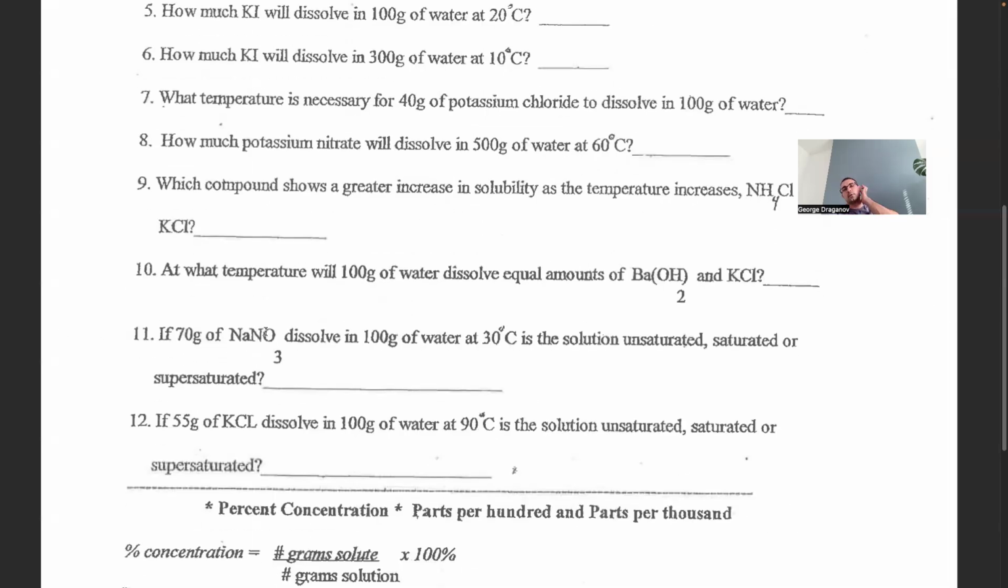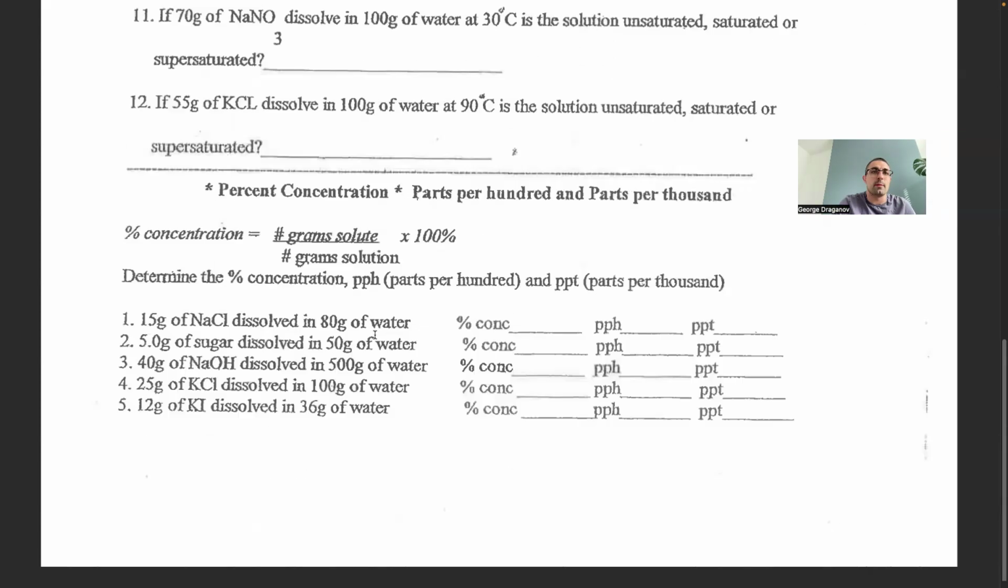If 70 grams of sodium nitrate dissolves in 100 grams of water at 30 degrees, will the solution be unsaturated, saturated, or supersaturated? Now, I didn't deal with the term supersaturated because it wasn't on your syllabus, but supersaturated means that you've put more solute than can actually be dissolved. So saturated is the maximum amount. Supersaturated means you've put too much, so it's no longer dissolving. It's going to stick on the bottom. Unsaturated obviously means that you can accept more. So back to the question: if 70 grams of this was to dissolve at 30 degrees, what happens?